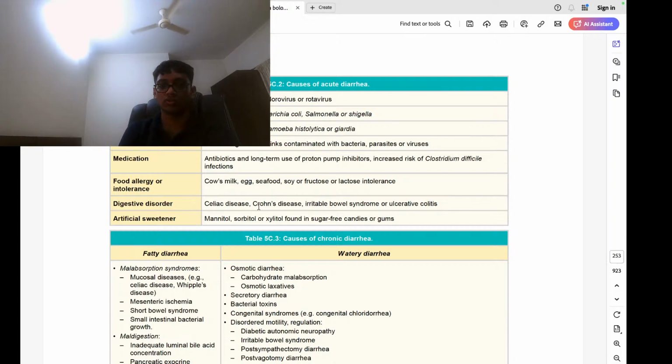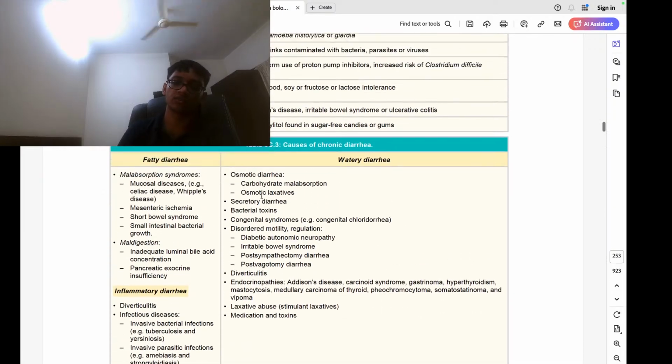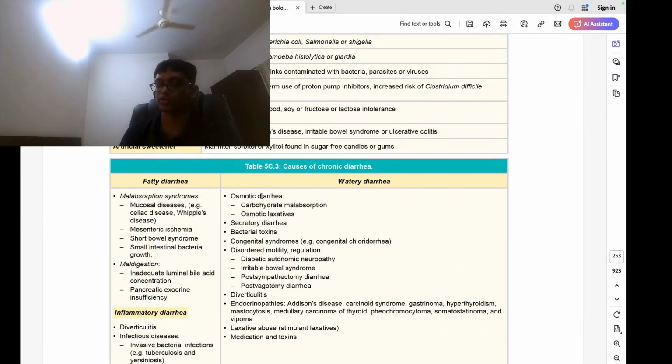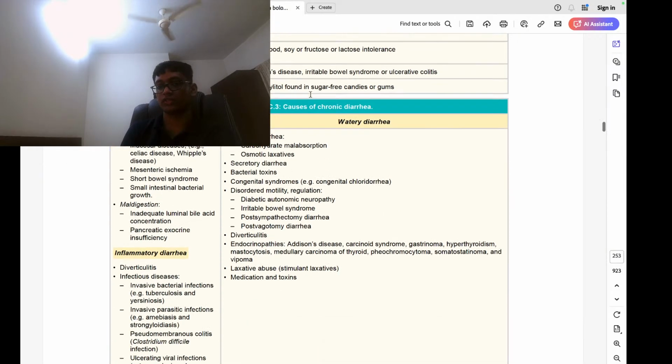Food allergies or intolerance: cow's milk, egg, seafood, soy, fructose, or lactose intolerance. Digestive disorders: you have celiac disease, Crohn's disease, irritable bowel syndrome, or ulcerative colitis. Artificial sweeteners: you have mannitol, sorbitol, xylitol, found in sugar-free candies, jams, gums. All these are acute causes, and all of these are chronic causes.